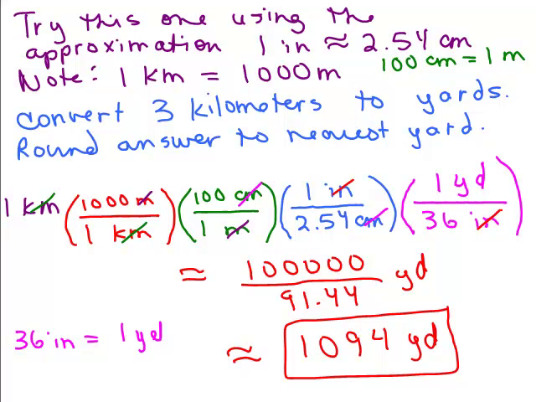Oops, I found a mistake. We want to convert 3 kilometers. So we've got to go back up here. Yikes. And do the 3 kilometers. Sorry about that. So in this numerator, this should have been 3,000. And that, of course, is going to change this answer here. We want to divide 300,000 by 91.44. And that's about 3,281 yards. All right, that sounds more like it. Sorry for that mistake. That's why I kind of looked back. I knew something was wrong there.